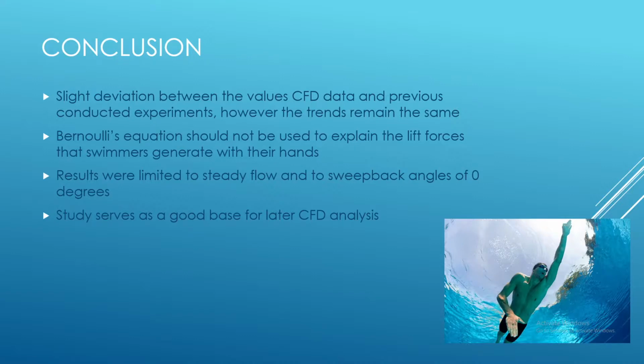The results of this specific study were limited to steady flow and sweepback angles of 0 degrees. Because a symmetry plane at the end of the forearm was used, errors resulting from wave, ventilation, or interference drag were prevented. In practice, swimmers do not move their hands and arms in a steady direction and velocity, and previous studies have shown that unsteady and steady motion can give different results.